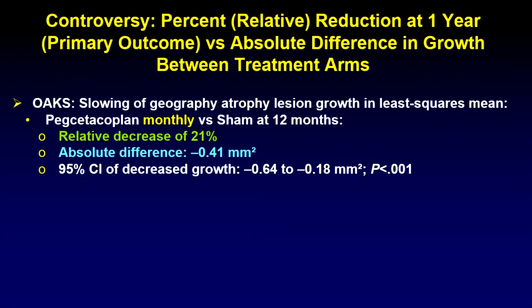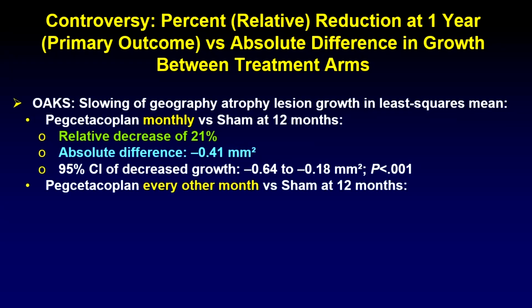If we look in detail at 1 year, the absolute difference from this relative decrease of 21% was 0.4 millimeters squared between the control group, the sham group, and the pegcetacoplan group. And there's a confidence interval around that. That's just the point estimate. The real answer is somewhere between 0.64 and 0.18.